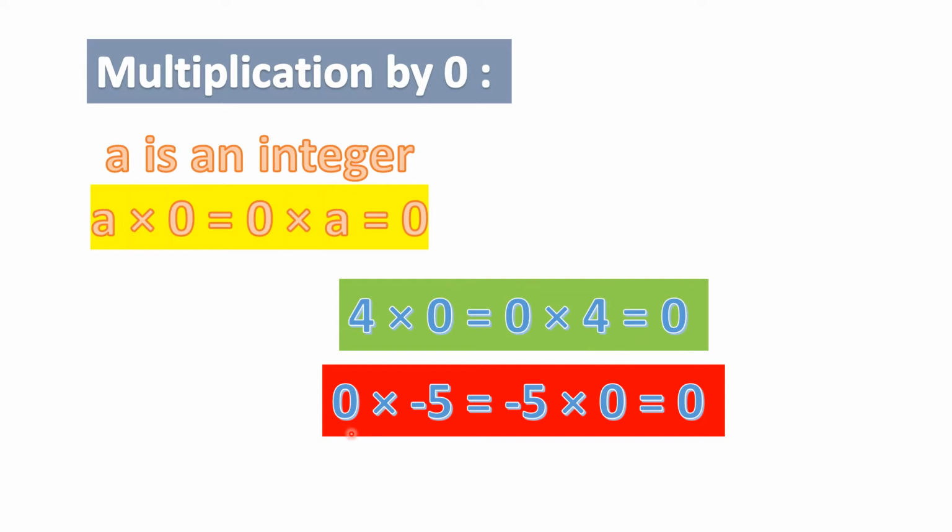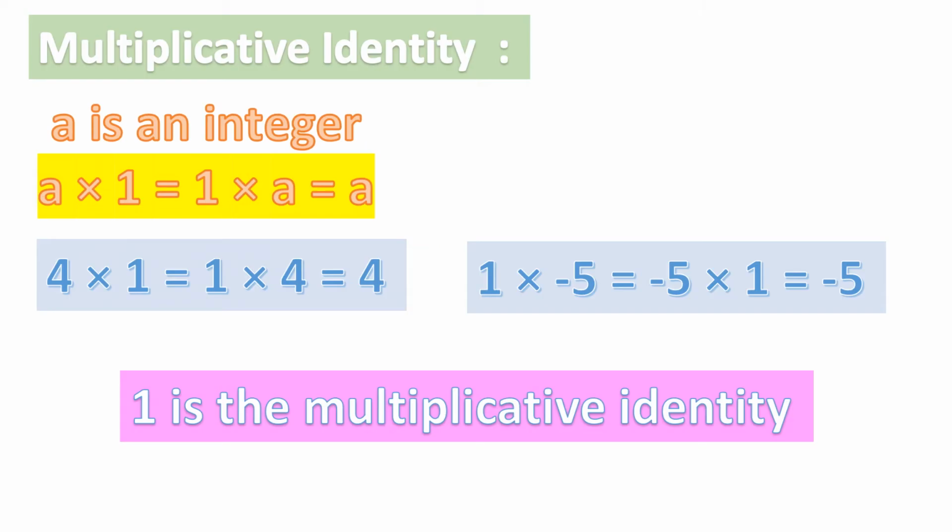Now if you take negative integers also, same thing. 0 into -5 is also 0. And -5 into 0 is also 0. So that is what we are saying here, right? Now the next property is multiplicative identity. Now we have seen additive identity already, right? What was the additive identity? Additive identity was 0, right? You remember, right? Additive identity was 0.